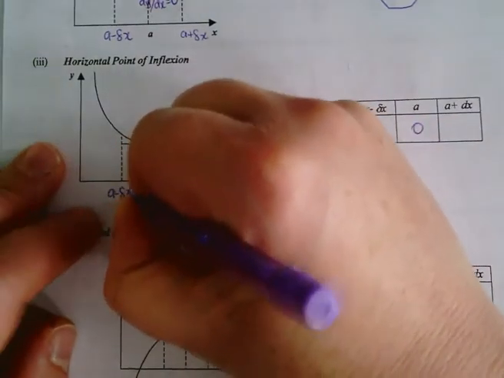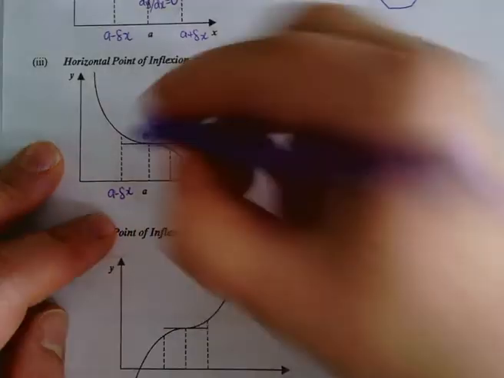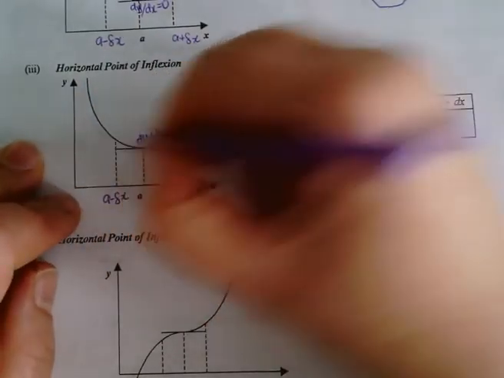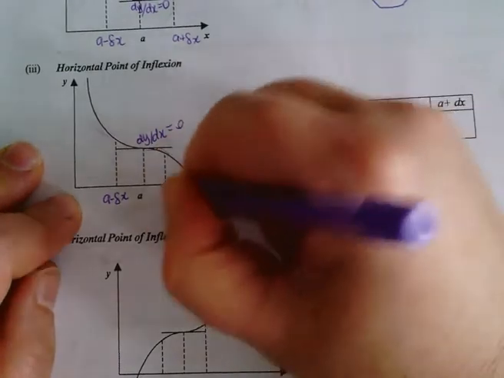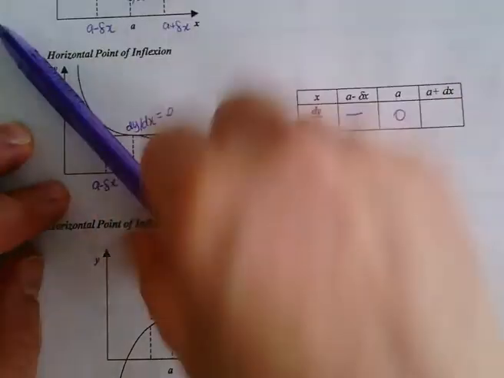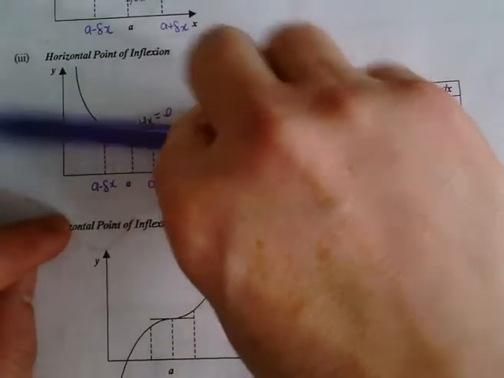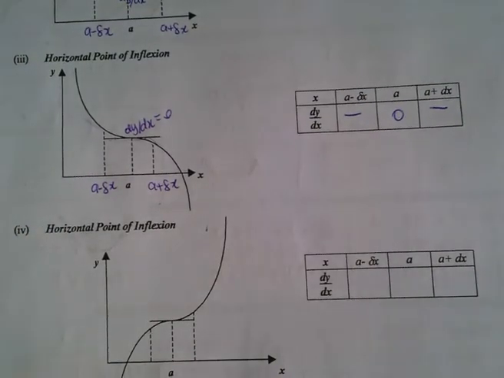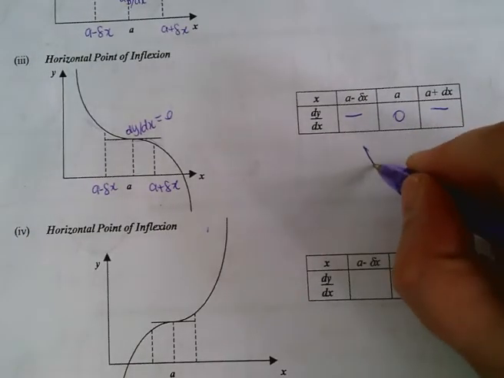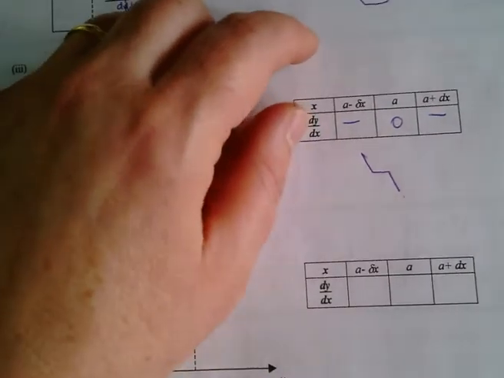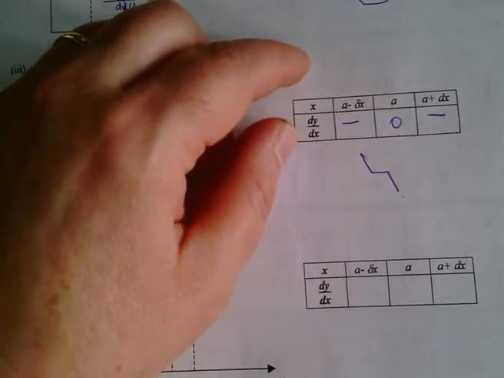This is A minus delta x, a small value in x. Tell me about the gradient there. Negative. Tell me about the gradient here at A plus delta x. Look at my pen. Negative. So watch: negative gradient, 0 gradient, negative gradient. It's an inflection. It's not like a kink in the curve, but a horizontal kink. That's an inflection.